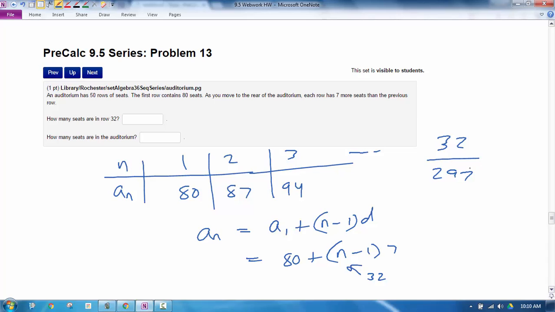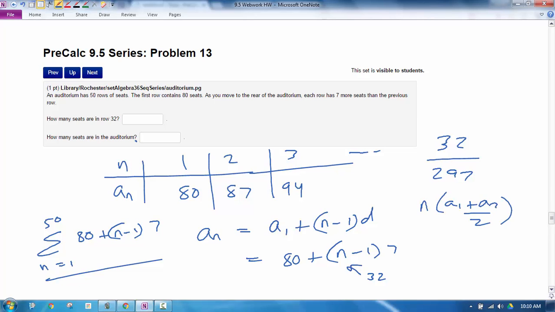All right, and then how many seats are in the auditorium? Once again, you're adding up all of them now, so you're going from n equals 1 to 50, all 50 rows of this sequence. So I could put 80 plus n minus 1 times 7 here. That would work. Or you can use the formula, which is n times the first term plus the last term divided by 2.